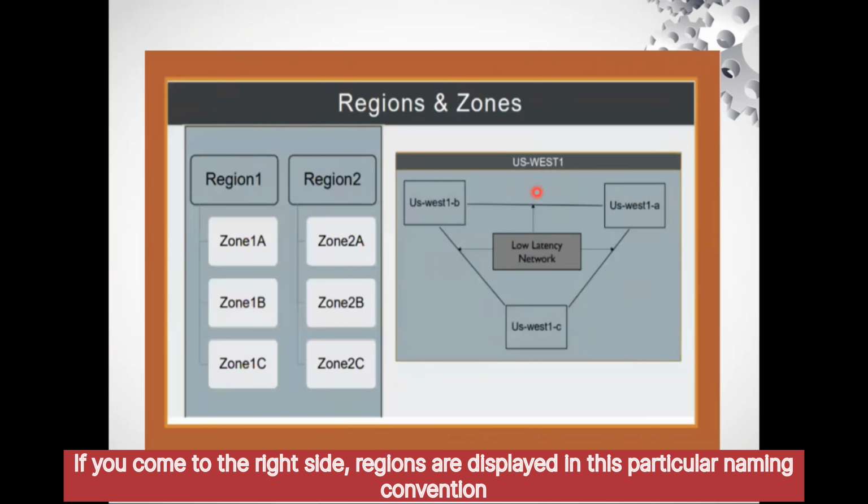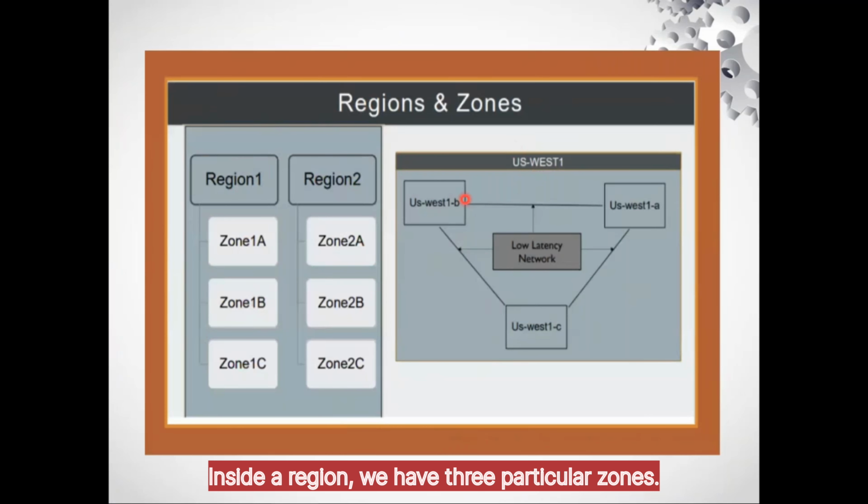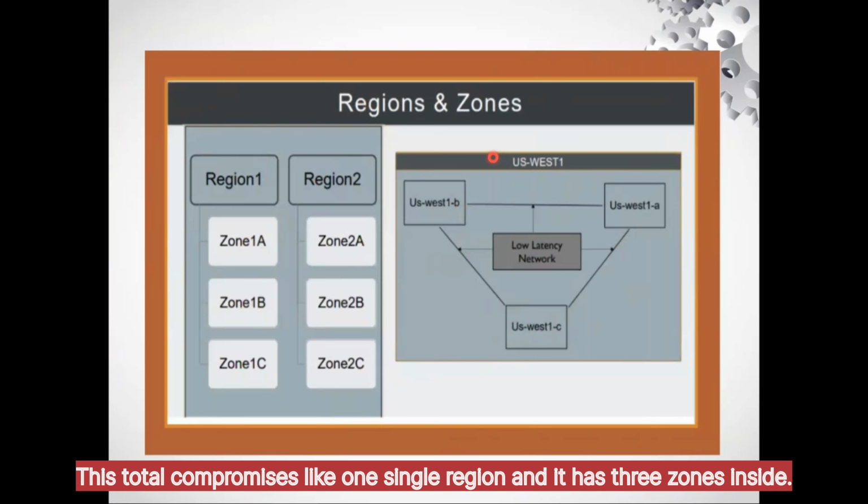If you come to the right side, regions are displayed in a particular naming convention based upon the geographical region. US West 1 is the naming convention of a region. Inside a region, we have three zones. Each zone is named US West 1A, 1B, 1C. This total comprises one single region, and it has three zones inside.